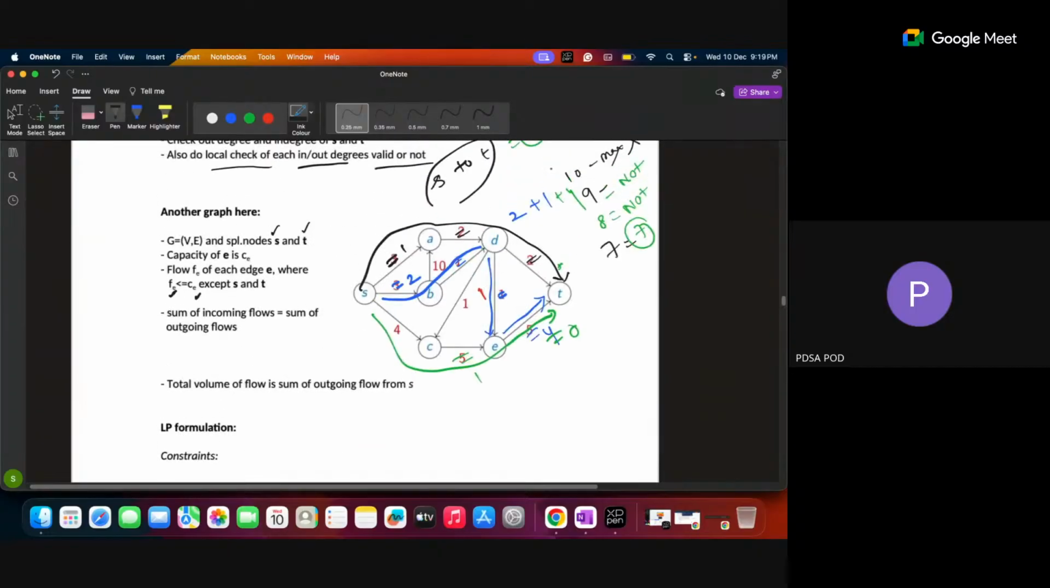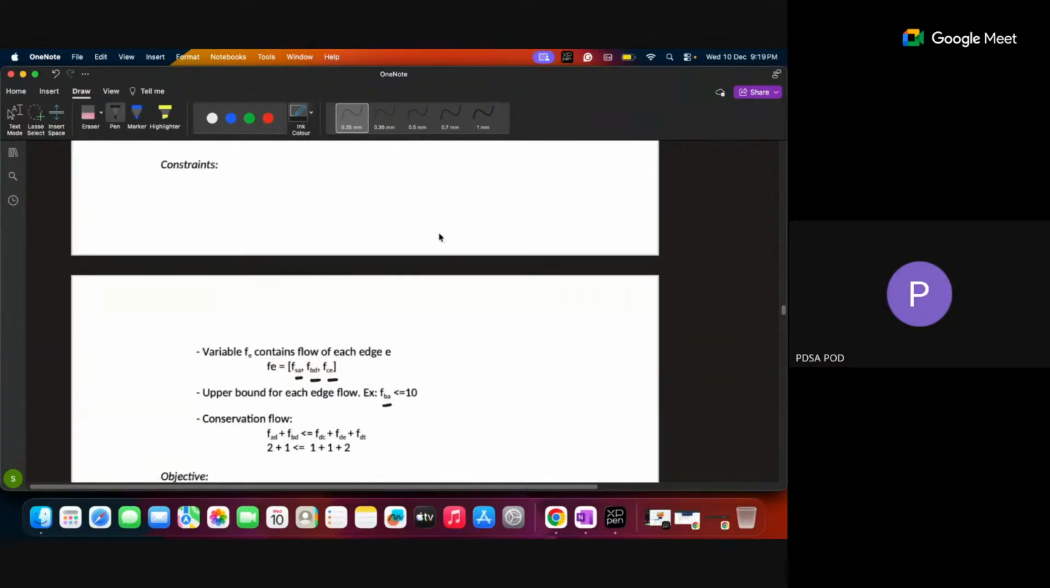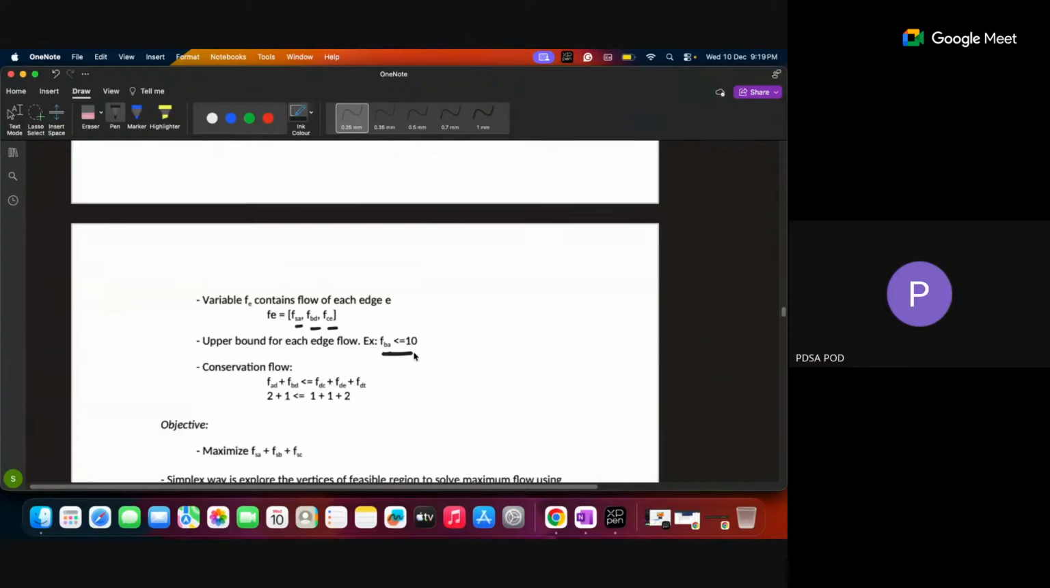You can check it. Let me erase this one. The maximum capacity for the B to A flow is 10. So that's called FBA. FBA means the flow is less than or equal to 10. Is it right? Outgoing flow, yes, right? Upper bound. Conservation flow is different from the upper bound.